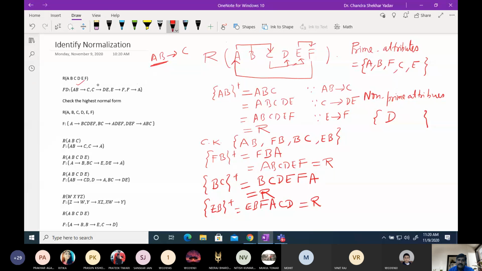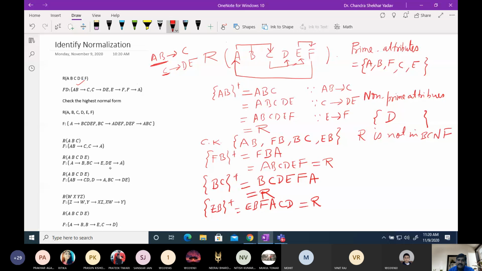Now what about the second FD? C determines DE, and the left hand side is not a candidate key. So if any FD does not satisfy the constraint of BCNF, then we can say that R is not in BCNF.